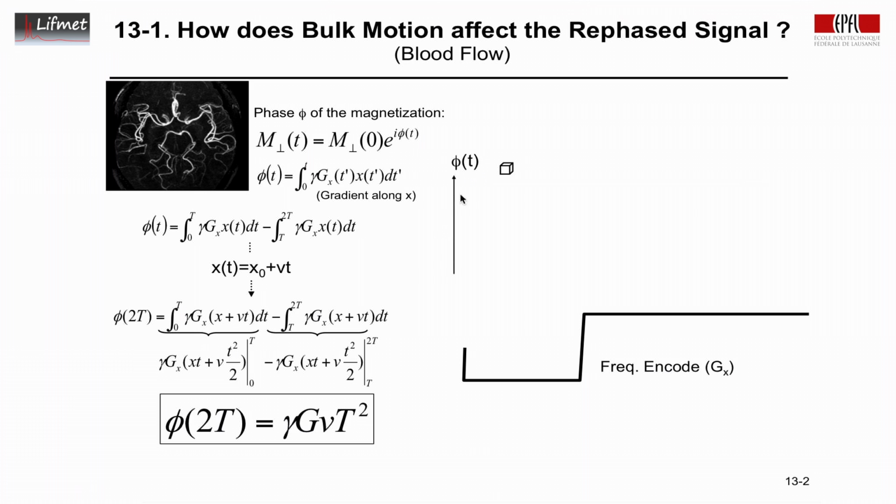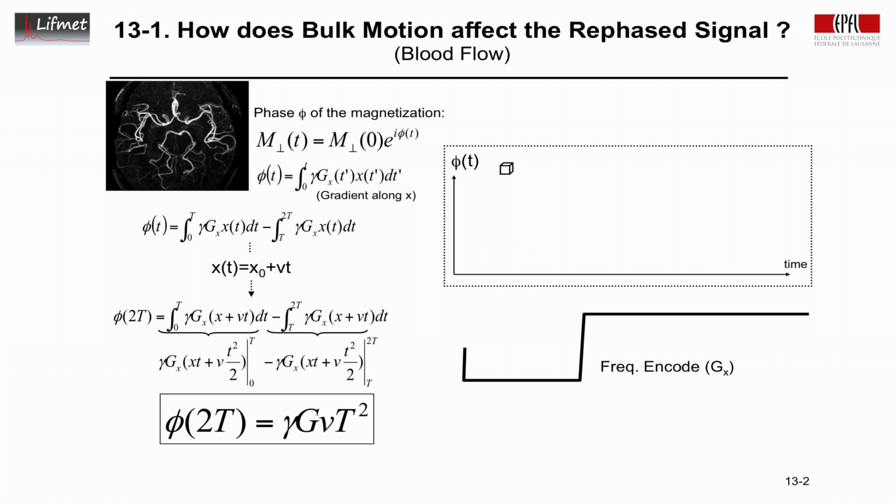We'll first consider a stationary voxel, so no magnetization moving. Here's the phase on the vertical axis. On the horizontal axis we have time. And as we move through time with the gradient, phase goes first up with a constant slope, that's the constant gradient, and then comes down after another time, big T. So we have the times indicated here.